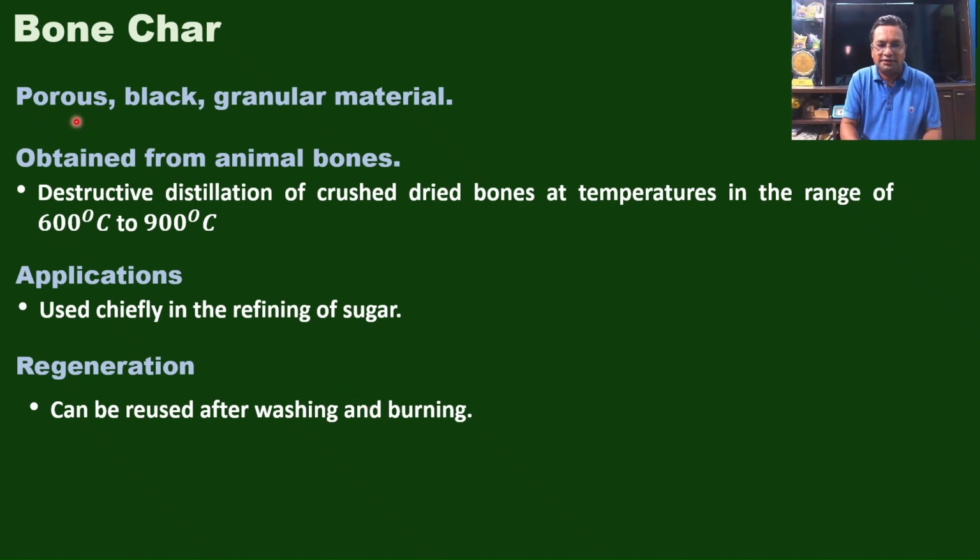So bone char is a porous black granular material which is obtained from animal bones. These animal bones are crushed, dried, and then destructive distillation of the bones is carried out at temperatures between 600 degrees Celsius and 900 degrees Celsius. Once ready, they are majorly used in refining of sugar, and once they get saturated, you can regenerate them. Regeneration will be done by washing and burning. So that is all about bone char, one of the adsorbents that is used.